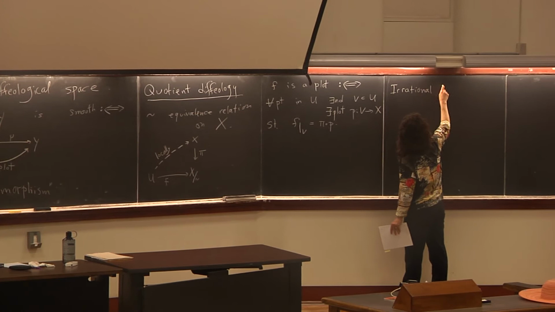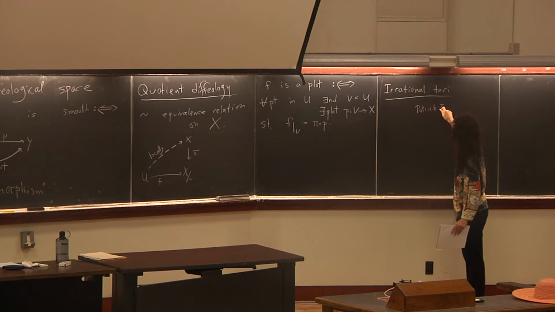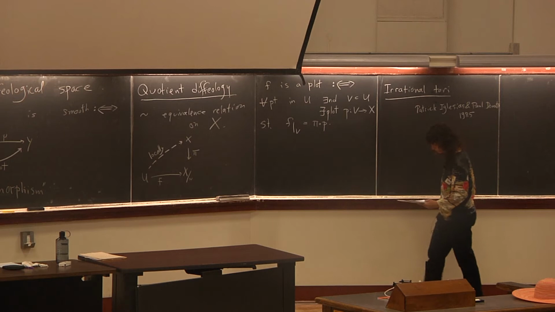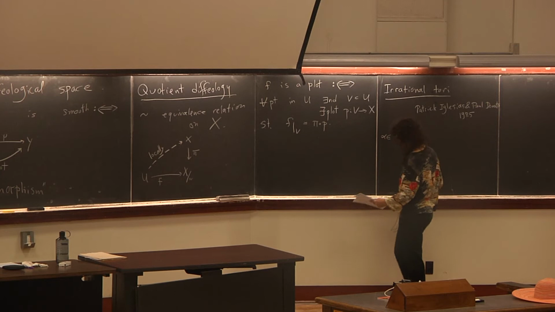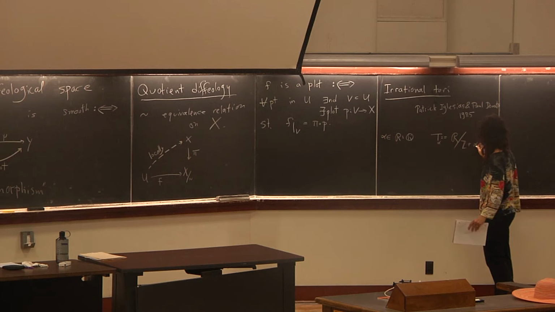This example was analyzed in a paper by Patrick Iglesias and Paul Donato in 1985. If you take an irrational real number alpha, the corresponding irrational torus, by definition, is the quotient of the real numbers by the dense subgroup Z plus alpha Z. This has a trivial topology.